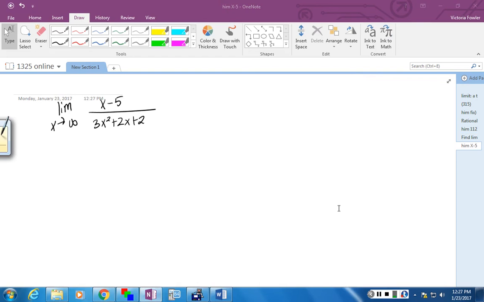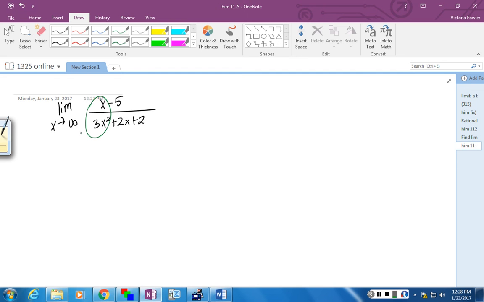Okay, so now let's say I'm trying to find out the limit as x approaches infinity of this rational function given in front of me. I've got x minus 5 all over 3x squared plus 2x plus 2. And what you're going to see is that what's happening to our function is actually going to be dominated by the largest, or the highest, number or exponent of the numerator and denominator. So what's going on is being dominated by this right here.